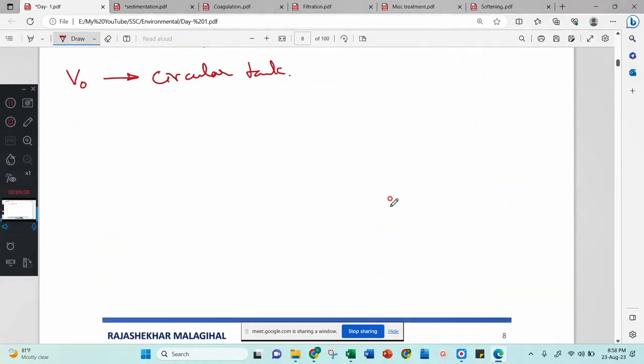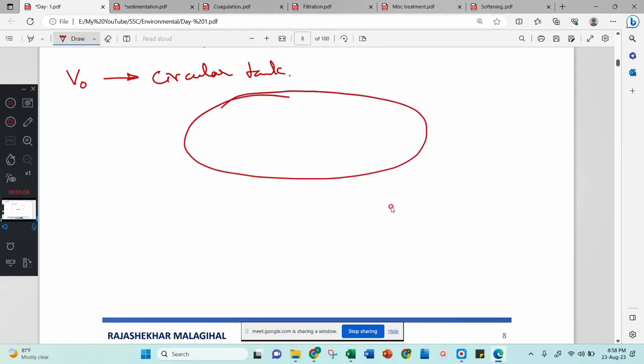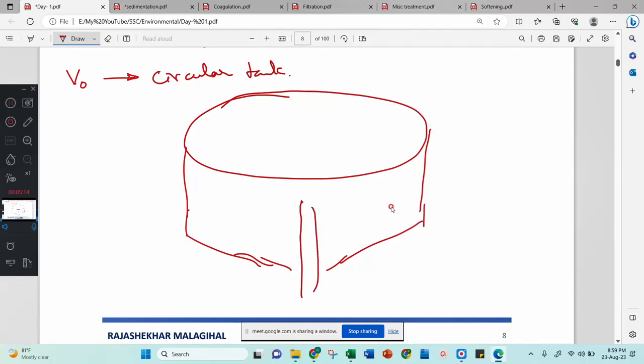This is a rectangular tank. But how will the circular tank work? If this is a circular tank, then it will be of this design. The depth will be made narrow here. Then we put one pipe here, which comes down and is connected here. The water inflow will be from here. The water will enter from here.